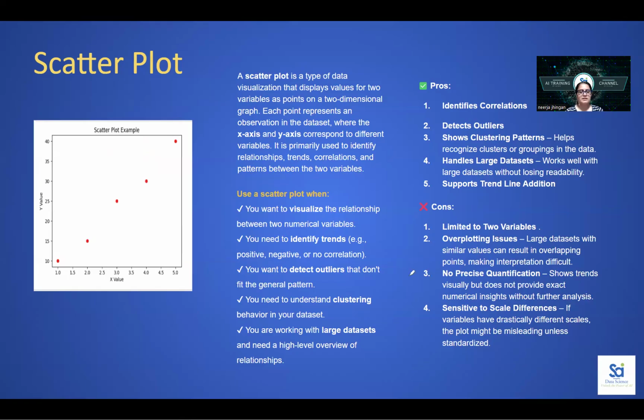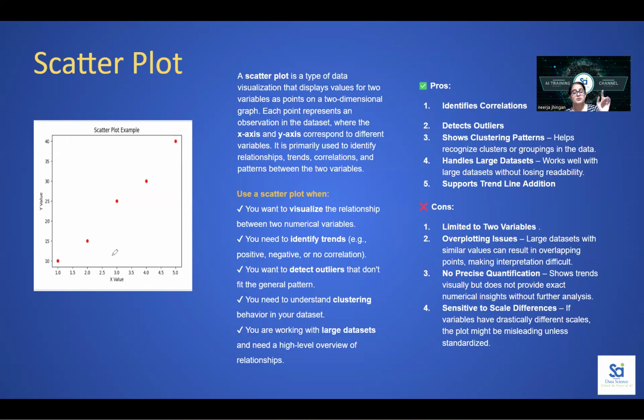This is a very good graph, and when should you use it? When you want to visualize the relationship, as we have already discussed, when you need to identify trends or relationships like positive, negative, no relation, and you want to detect the outliers that do not fit the general pattern. What is an outlier? The point which is very far away from your normal data points. These are going in one direction. If I draw one point here, this is called an outlier. This is very far away from your mean as well. Okay. So scatter plot will easily show you the outliers as well.